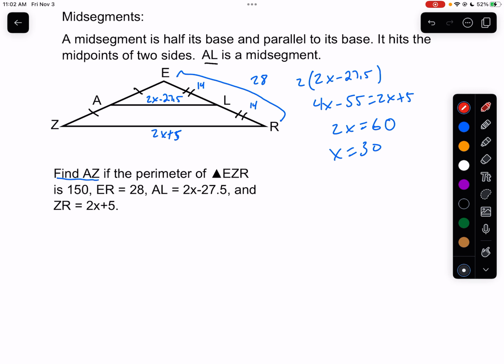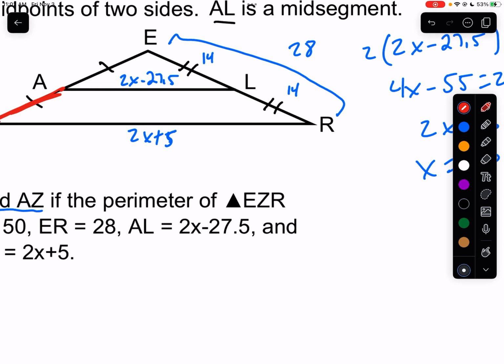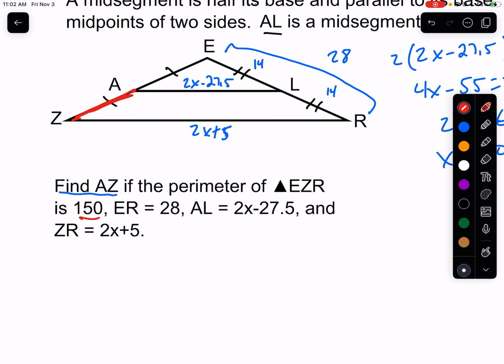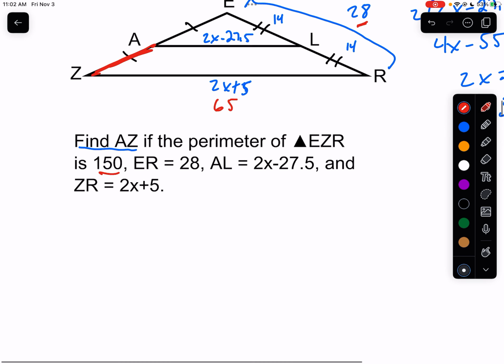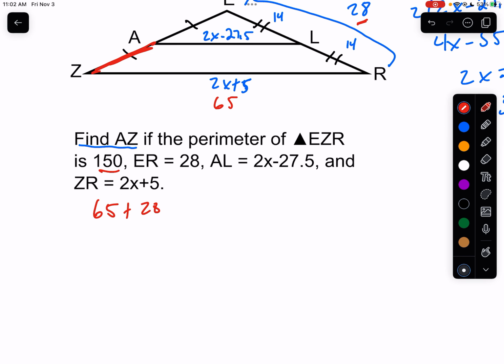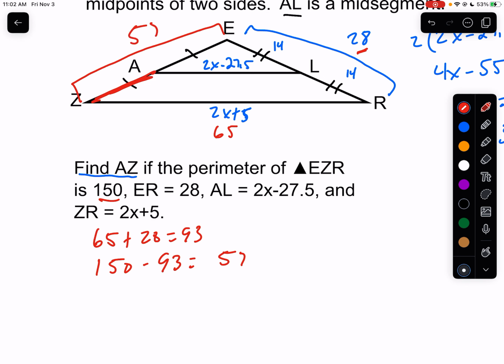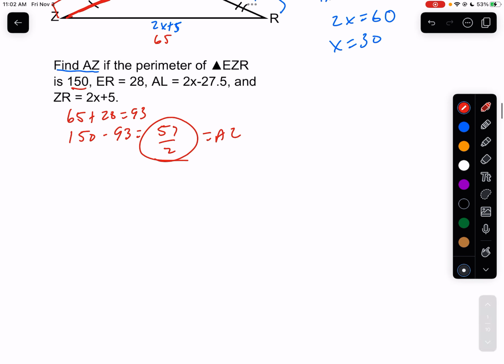All right, well, if x equals 30, we're actually trying to find the length of AZ over here. Remember that the perimeter of everything is 150. So if I take my 30 and plug it in, this would be 65, right? 2 times 30 plus 5. We know this side is 28. So 65 plus 28 would be 93. And then 150 minus 93 would be 57. So we know this entire side is 57 because the perimeter of triangle EZR is 150. So divide that by 2, and that would be how long AZ is. Boom. So that's just using your mid-segment properties.